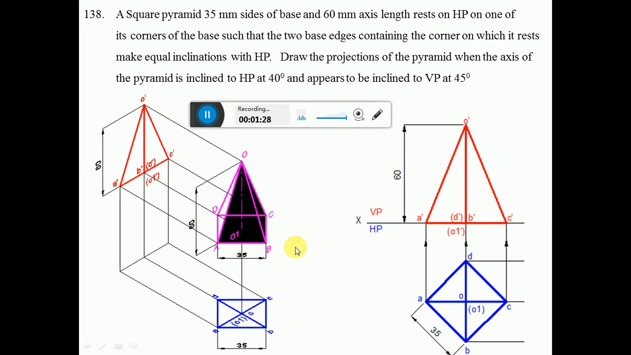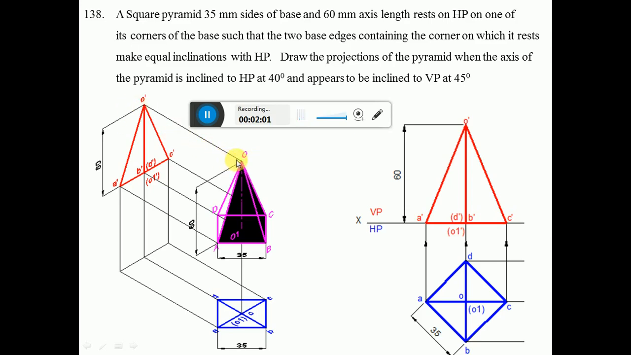When you look from the front view, we can see the height. The height is seen in the front view, which is 60 mm length. So that is seen in the vertical plane, and we have the axis, which is 60 mm. Once you look from the front view, A, B, C are near to the observer, so A dash, B dash, C dash are visible, and D is away from the observer and coincides with the point B, so D dash becomes invisible. When you look from the front view, O dash is at the top, so O dash will be at this point.